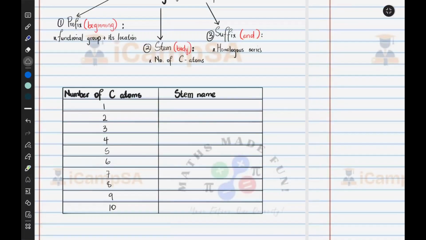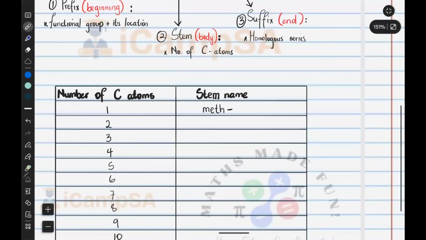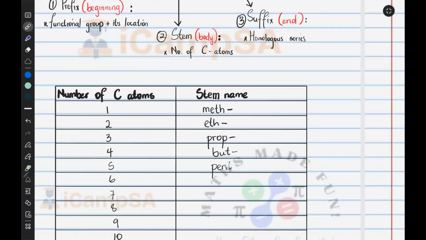So how the stem names would look is, for instance, if you have 1 carbon atom, that organic compound in its stem will have meth-. Right, we put a dash because there will be something else that follows after. Remember, it's a stem, it's a middle part of the word, so the word is not really complete. And then if it has 2, it will be eth-. If it has 3, it's prop-. If it has 4, it's but-. If it has 5, it's pent-.